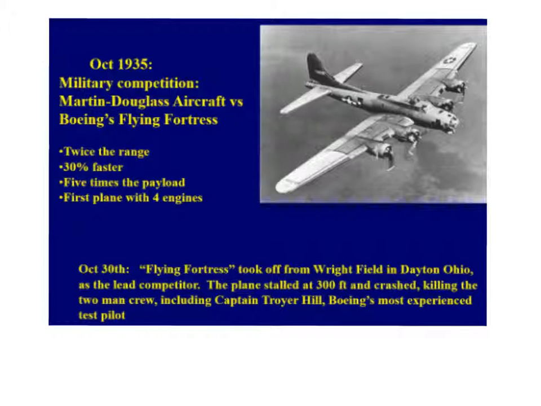So it doesn't make sense, right? This Boeing Flying Fortress had twice the range. It was faster. It had 5 times the payload. It had 4 engines. There was no reason for this plane to go down. What happened?